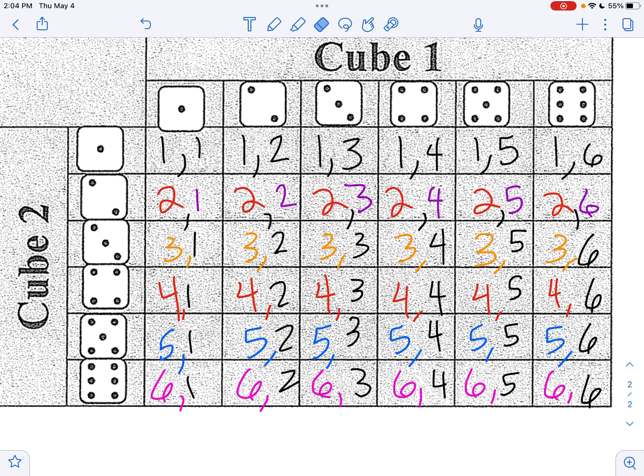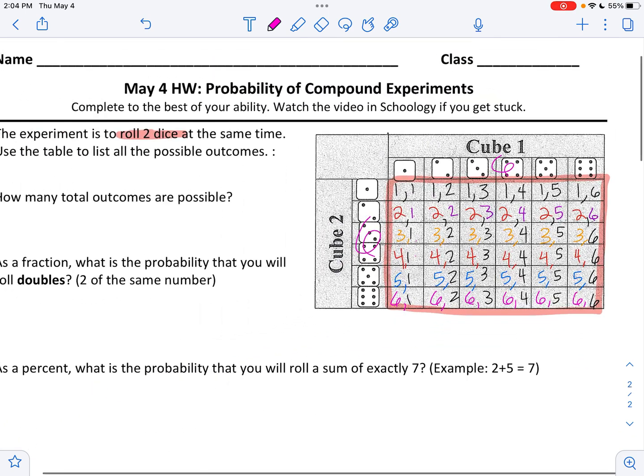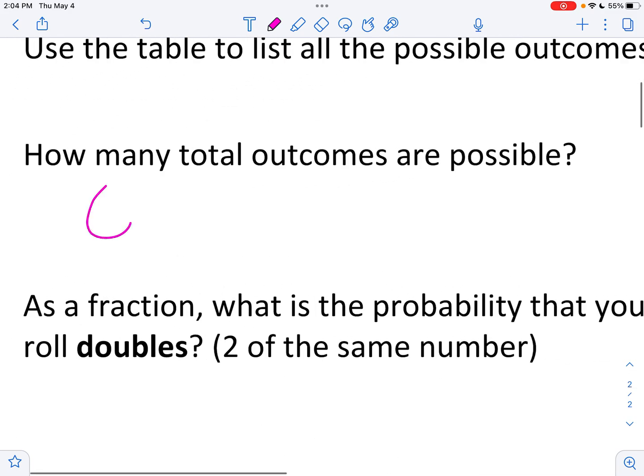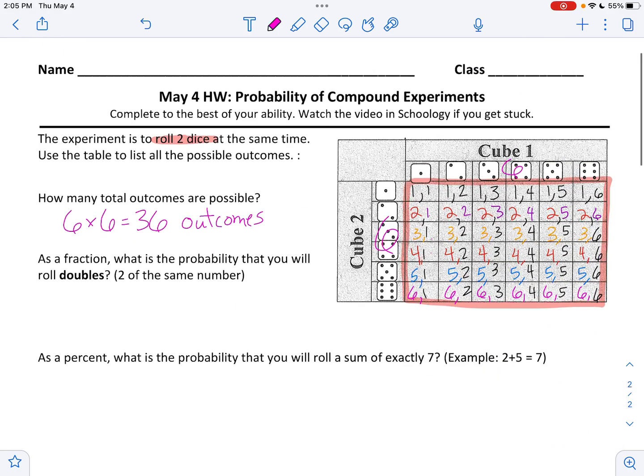Okay. So, where are all of the possible outcomes? We have to include all of them inside this big red rectangle because all of those have 2 outcomes. So I can see that it's 1, 2, 3, 4, 5, 6 tall, and it's 1, 2, 3, 4, 5, 6 wide. That means for all the possible outcomes, 6 times 6 is 36. 36 outcomes. You can count all of them inside the red. It will be 36.